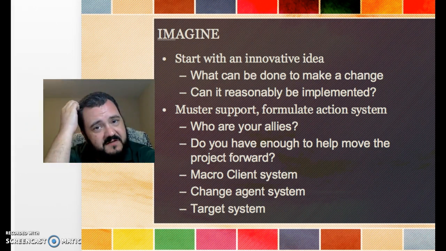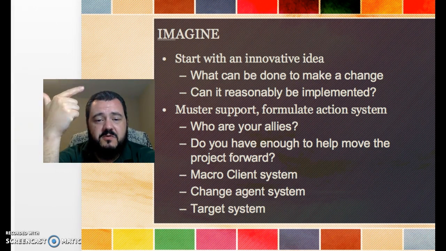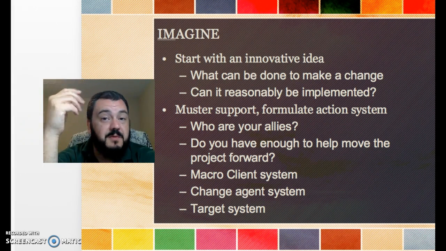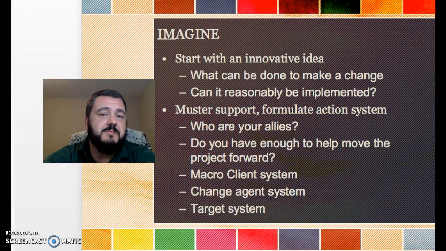In macro practice, you have to look at it through some different eyes. You've got to look at it through what is known as the macro client system, your change agent system, and your target system. Sometimes they are all the same thing, but many times they are not. Just as a simple definition, your macro client system is who is going to benefit from the change that you are creating. And obviously there should be someone that you are benefiting. That was the whole point of the project, right? You want to benefit someone. You want to benefit a group or an organization. So who is it that is benefiting?